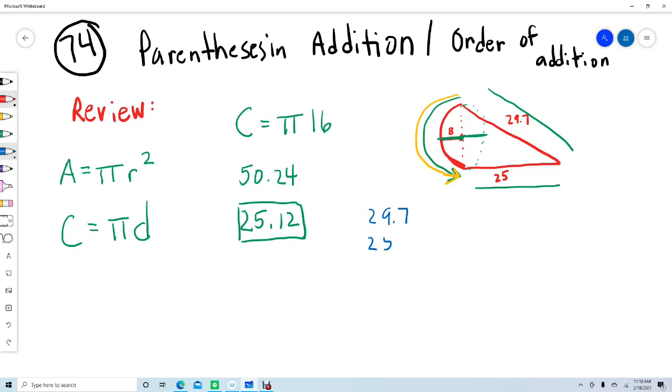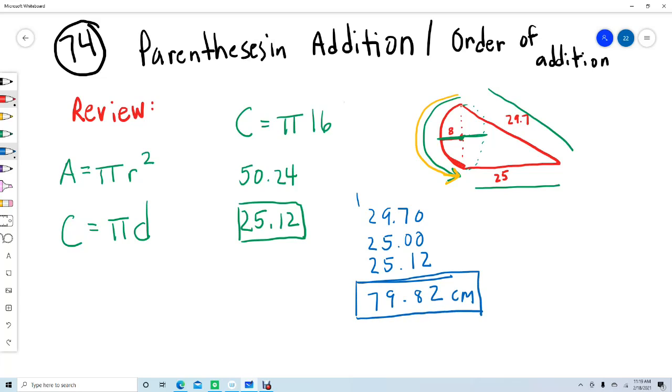29.7, 25.12. Line up that decimal. Put in filler zeros if you like. It's 19, carry the 1, that's 7. And let's say that my units are in centimeters. So the perimeter of the shape is 79 and 82 hundredths centimeters. All right, that's the perimeter of that shape. The key with this is remembering how to find the distance along this arc, and that's just taking the circumference of the whole circle, if you were to sketch it in, and then cutting it in half.